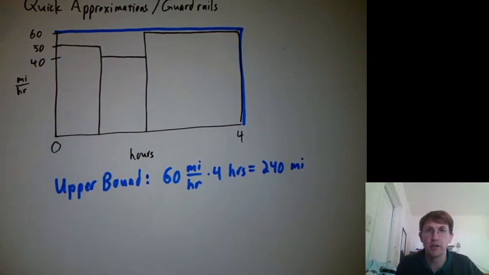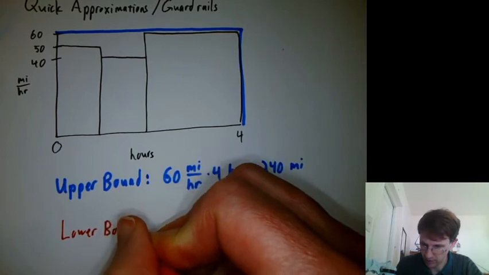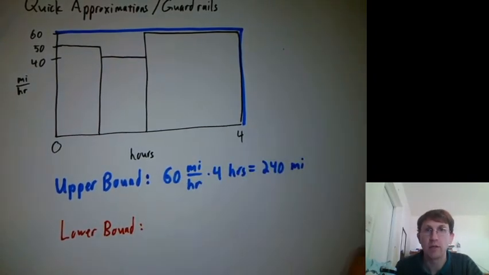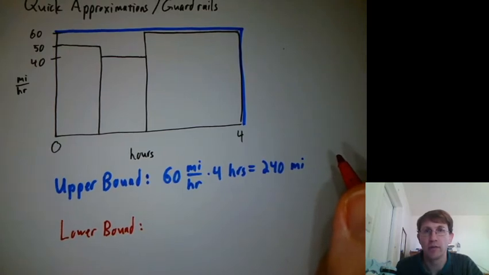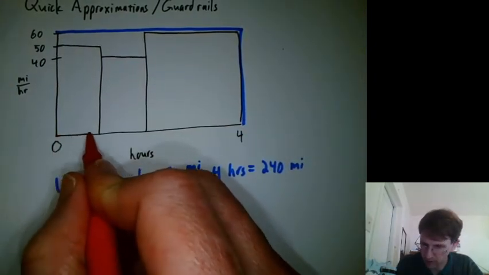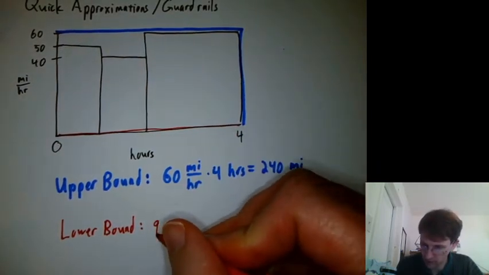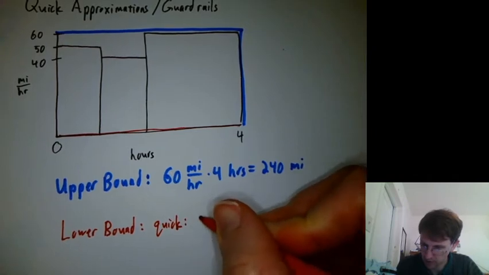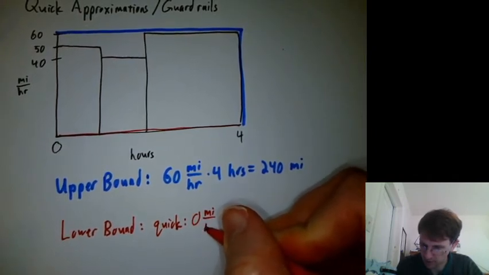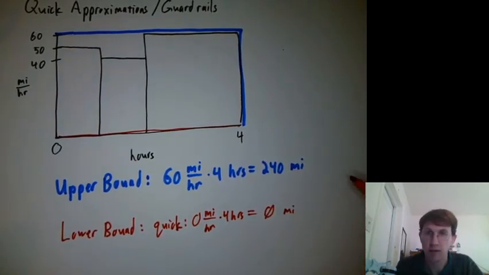What's the opposite of an upper bound? It would be a lower bound, which we'll do in red. Can you give me a quick lower bound on how far this person drove? Well, there's actually two quick lower bounds. One is super quick. I could pretend that the person drove 0 miles an hour for 4 hours. So a super quick lower bound would be 0 miles an hour for 4 hours, or 0 miles. It's quick and easy, right?